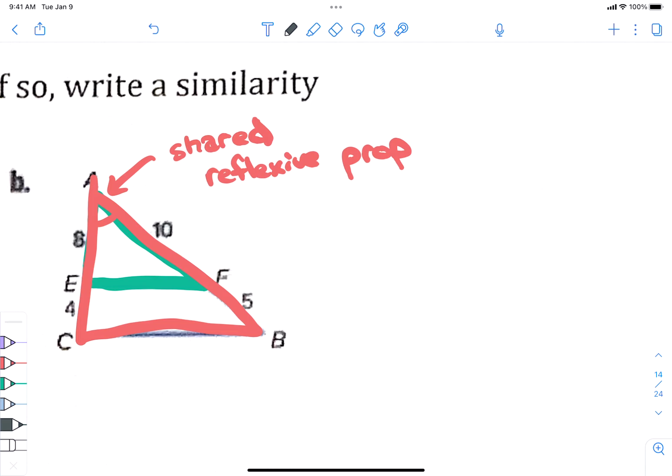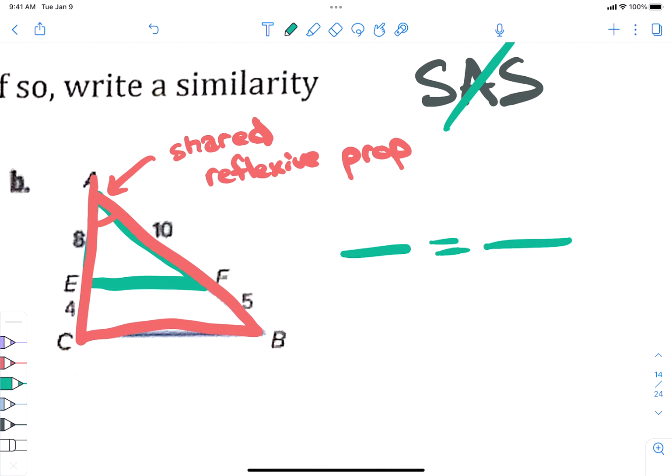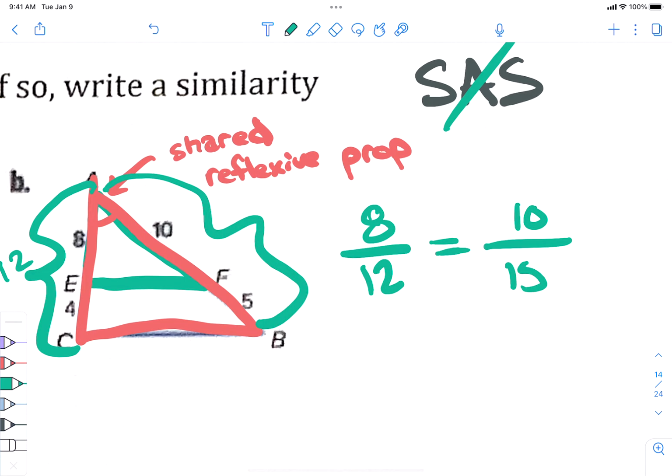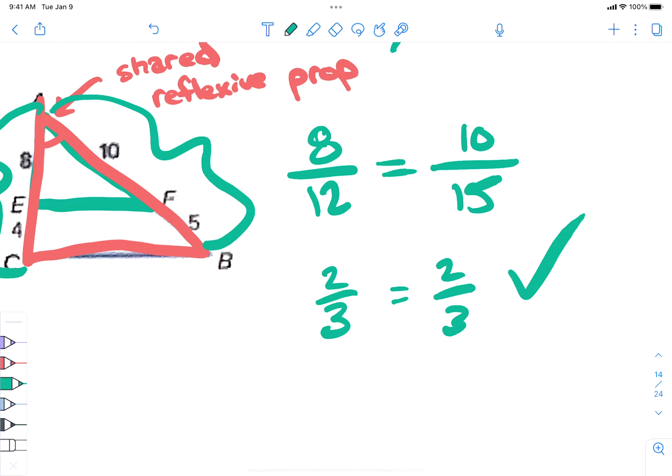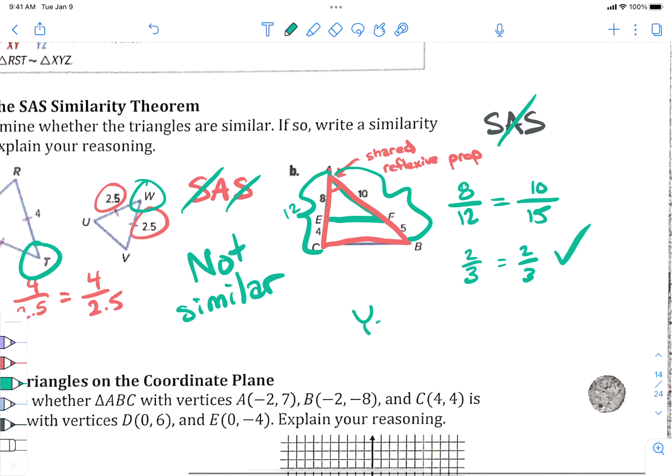So we have our angle. So side, angle, side. We have checked off the angle. Now let's do some sides here. 8 over 12. It has to be the whole side. So 8 over 12 equals 10 over 15. We could either cross multiply or we can reduce. 8 over 12, if you divide by 4, is 2/3. 10 over 15, if you divide by 5, is also 2/3. Side and side checked off.